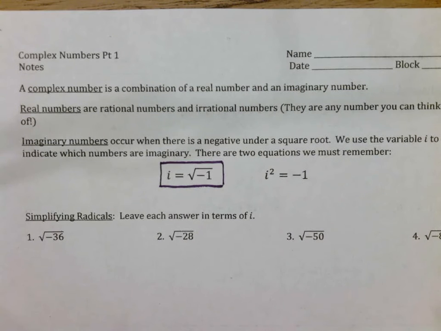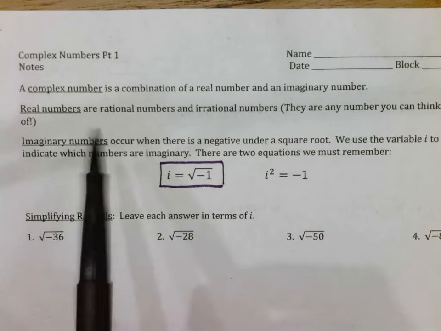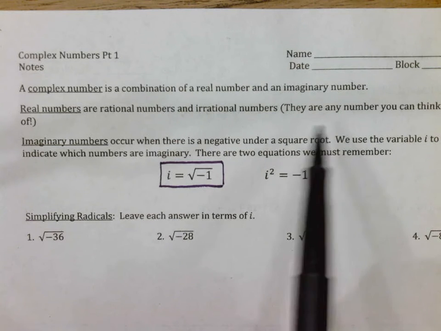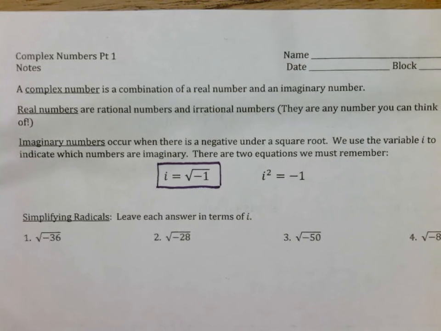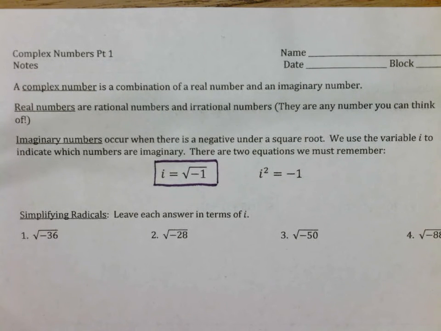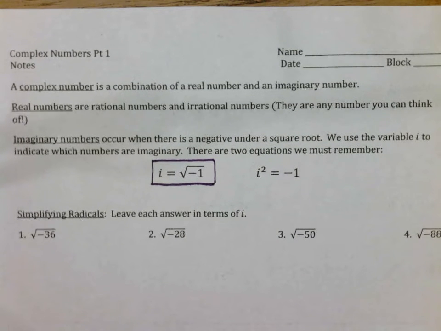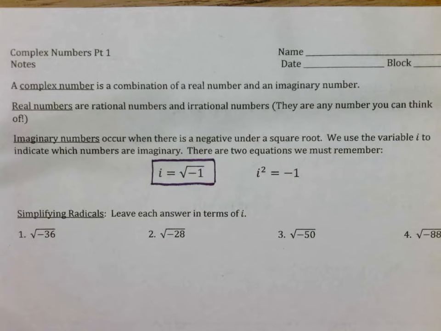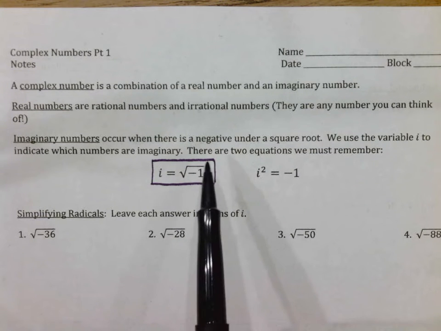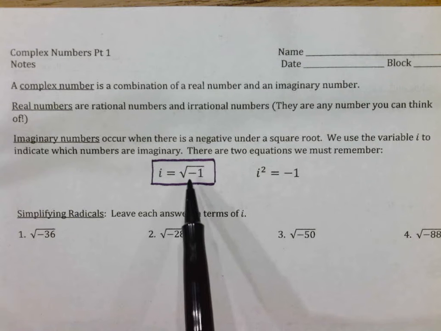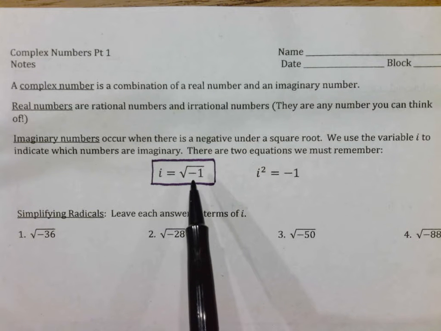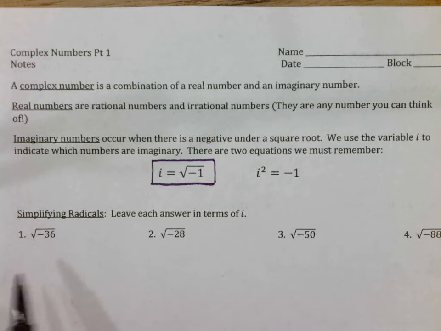imaginary numbers. So real numbers you can read here are pretty much any number you can think of, counting numbers, 1, 2, 3. We could include fractions, decimals, square roots, cube roots, even pi is a real number. Imaginary numbers happen when there's a negative under the radical. So whenever we see a negative under the radical, like all these problems, we know we're dealing with imaginary numbers.